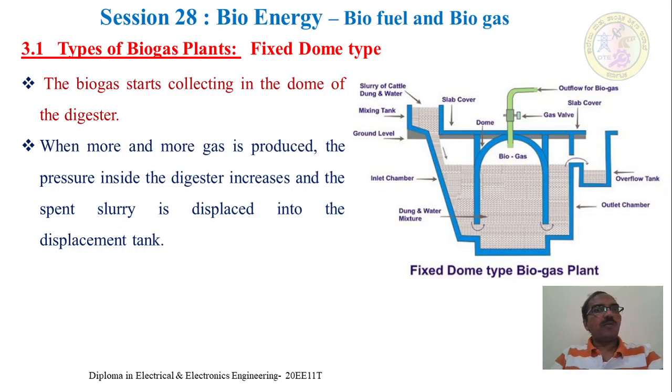So when more and more gas is produced, the pressure inside the digester increases, and the slurry that has been spent will be thrown out, or displaced, into the displacement tank. As the gas pressure increases, because of that pressure, the slurry will be taken out and fed into the outlet, and it can be used as manure for our agriculture fields. So this is also known as the Dina Bandhu model.